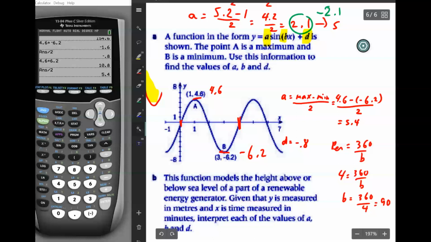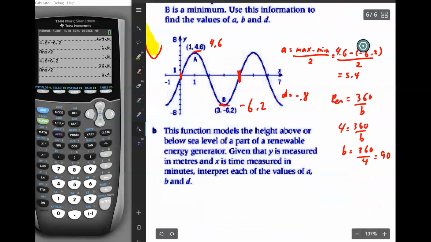Now let's look at the last question. This function models the height above or below sea level of a part of a renewable energy generator, given that y is measured in meters and x is time measured in minutes. Interpret each of the values a, b, and d. Okay, so y is the height of the water and x is the time. Just like in the last example, the d value is the average of the y value, so d is the average height of the water.